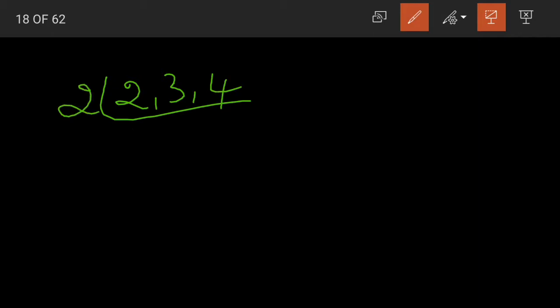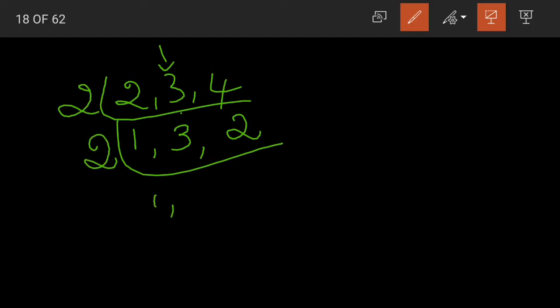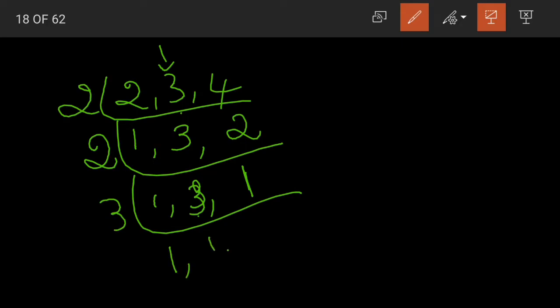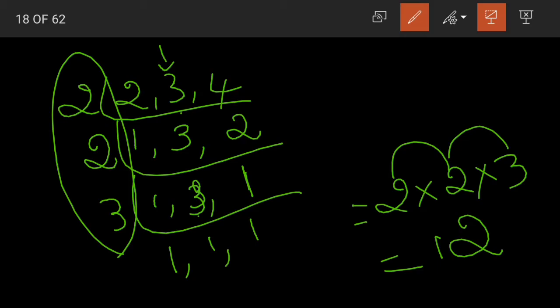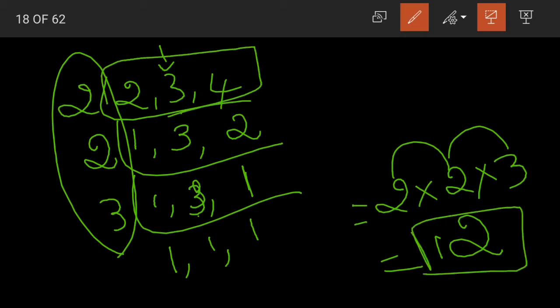First prime number 2. 2 ones are 2. 3 is not divisible by 2. So we'll write 3 as it is. And then 2 twos are 4. Yes. Again the prime number 2. 1 as it is. 3 is not divisible. So 3 as it is. 2 ones are 2. Yes students, now we are having 3 here. It is divisible by the prime number 3. 1 as it is. 3 ones are 3 and then 1 as it is. What is the LCM? LCM is 2 into 2 into 3. That is equals to 2 twos are 4, 4 threes are 12. Yes students, the LCM of 2, 3 and 4 is 12.